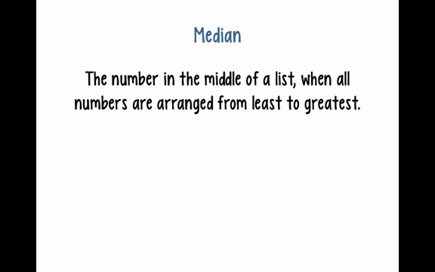The median is the number in the middle of a list or set of numbers when all of the numbers are arranged from least to greatest. So you'll see later on I'm going to have a whole bunch of numbers and I'm going to put them in order from least to greatest. The median will be the one that ends up in the middle.